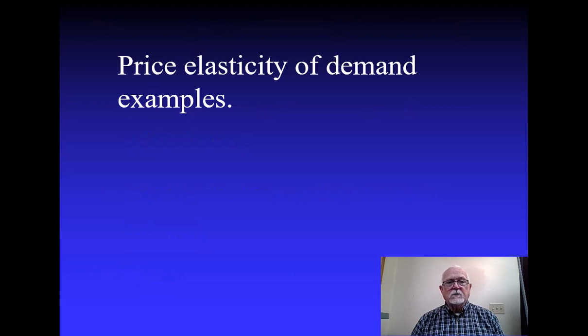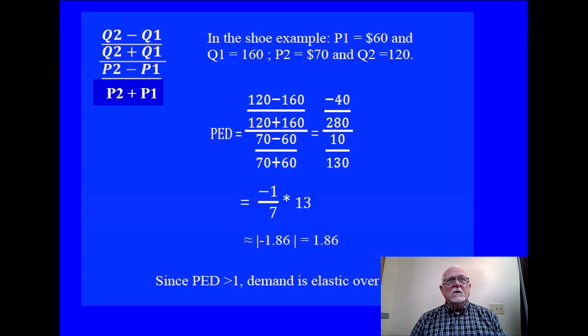So let's do a numerical example. Let's suppose we've got shoes and they're at first $60, and at $60 there are 160 sold. Again, we could add zeros, but let's keep it simple. And if the price goes up to $70, 120 are sold. Again, the law of demand.